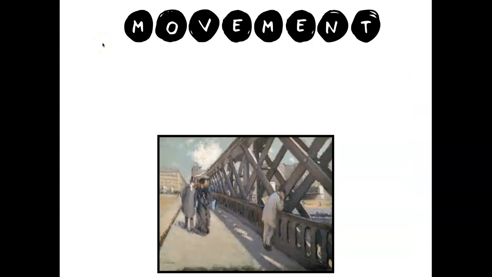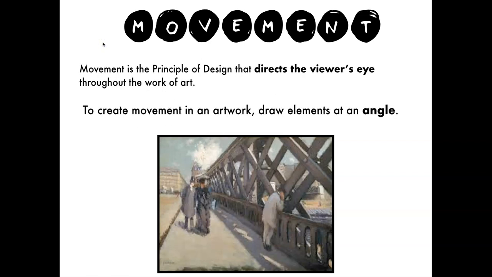The next one we're going to talk about is movement. I'm sorry, that picture is so pixelated. Movement is the principle of design that directs the viewer's eye throughout the work of art. To create movement in an artwork, you want to draw the elements of design on an angle.